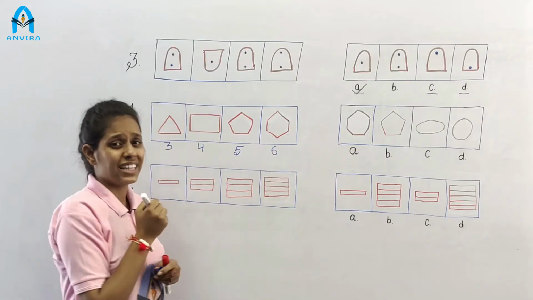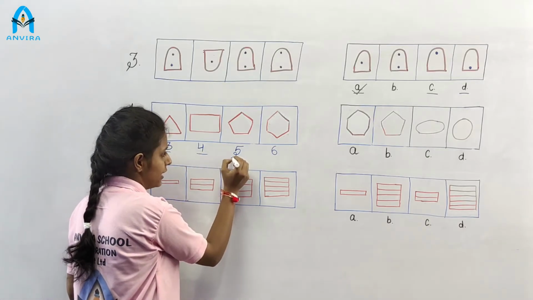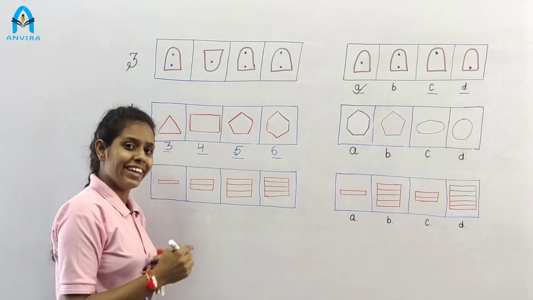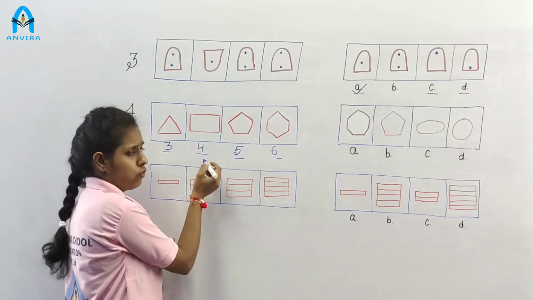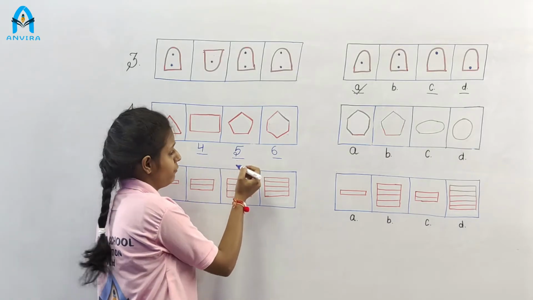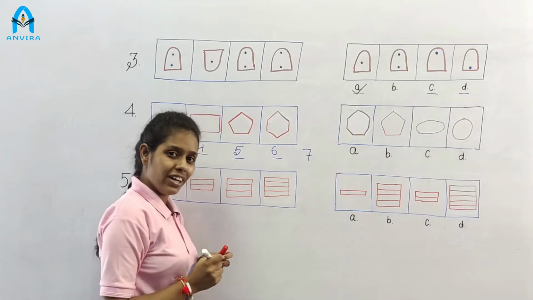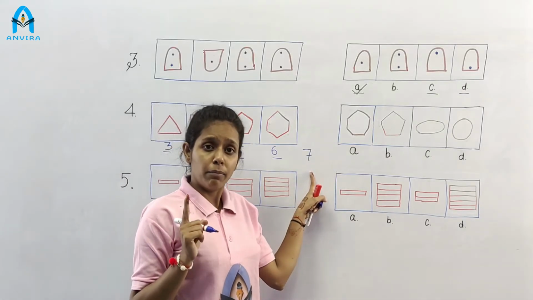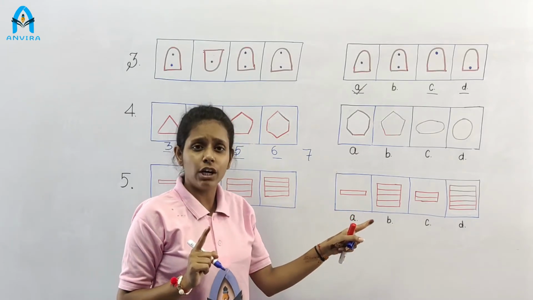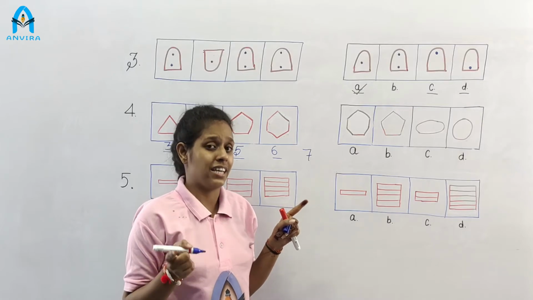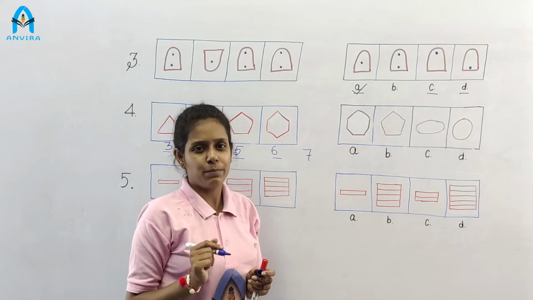What do you observe in this problem figure? We observe the number of sides is in increasing order. 3, 4, 5, 6 and next is 7. What comes next? A pattern with 7 sides. Now look at the options. Which option has 7 sides? A pattern with 7 sides is called a heptagon.